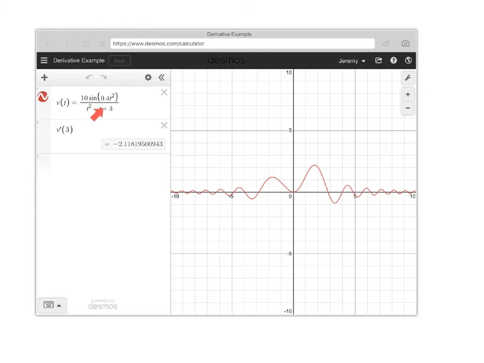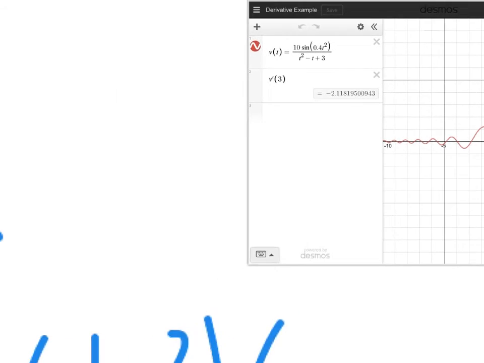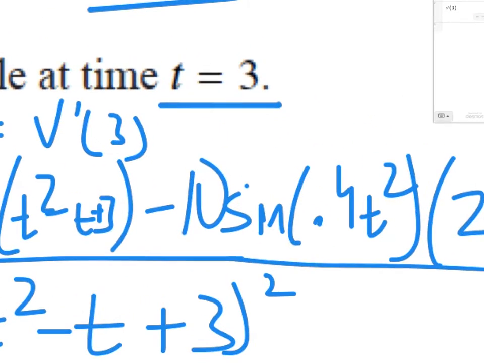We can enter the function in Desmos even, which is what I've got handy that I can display. If I type in v of t, Desmos and a lot of calculators won't figure out the algebra of it. They won't give you the equation of v prime, but we don't need that. All we need to know is what is v prime of 3, and that's going to be negative 2.118. Remember, we always want 3 decimal places, rounded to 3 decimal places. And there we have it. So that's our acceleration there.